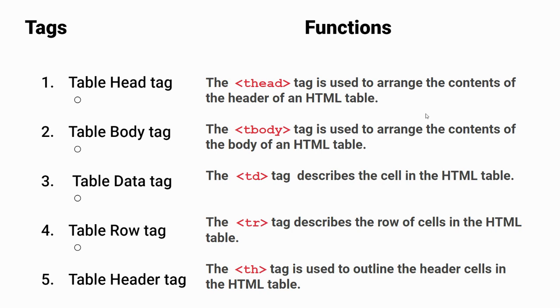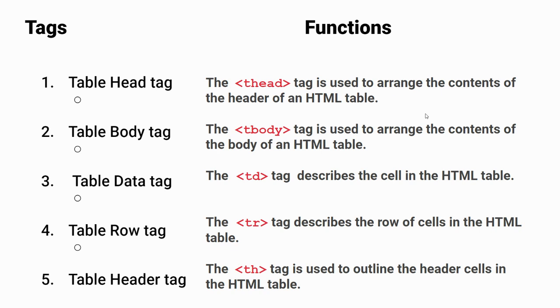Then you have the next tag, which is the table data tag, connoted as TD. So the TD tag describes the cell in the HTML table. Yes, as I explained before, comparing it with the Microsoft Excel package for those who have worked with it, it's basically the same thing. So the data tag just describes the cell, each of those cells within the table body tag. That's the TBODY tag.